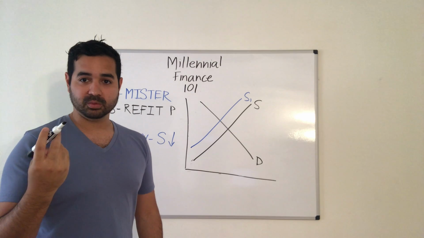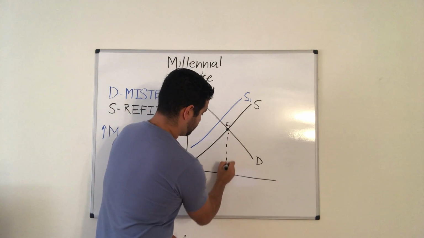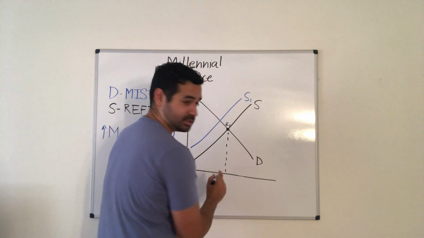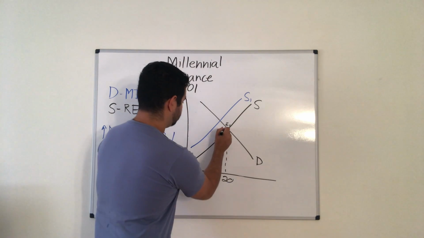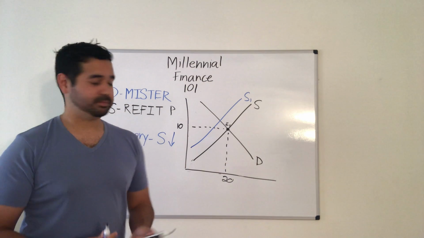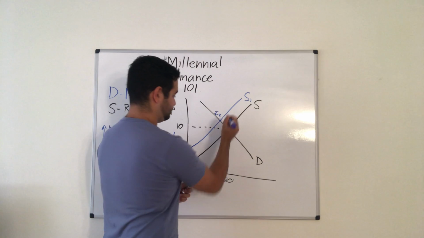So let's do our equilibrium points. Our initial equilibrium point here, E1, let's use numbers. Numbers always make it easier to remember or recognize the changes. So let's say that's 20, and we'll say that's 10. Now, our new equilibrium point is going to be right there. We're going to call that E2.